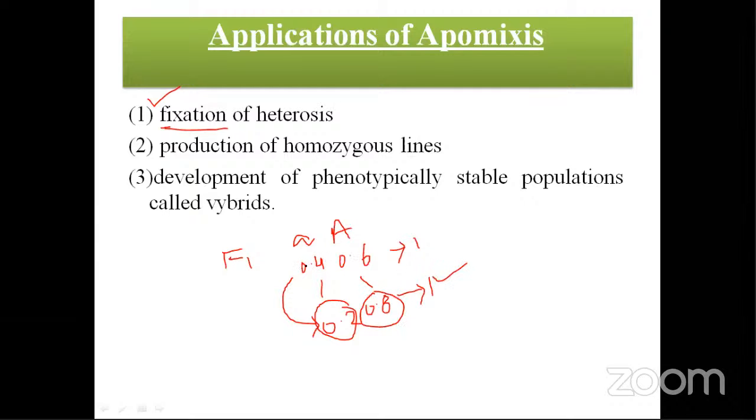If Hardy-Weinberg equilibrium is maintained, the frequencies 0.4 and 0.6 will continue to remain like this. If it is not maintained, you can see alterations in the allele frequency.